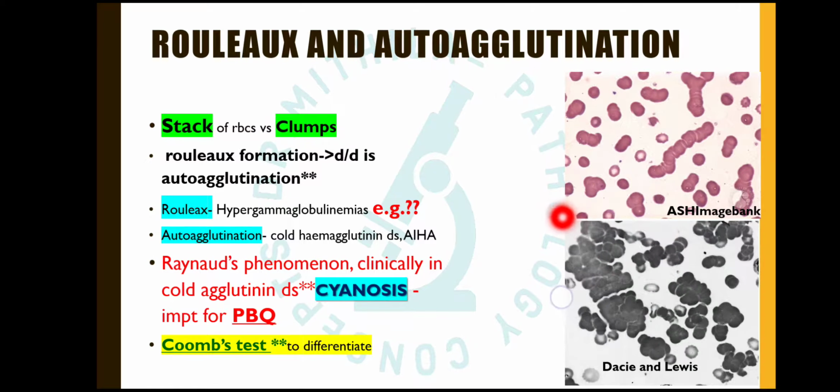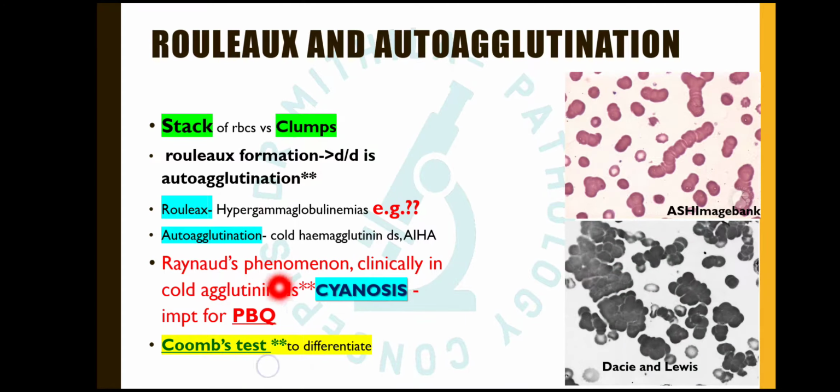So one important differentiating point is the saline agglutination test. What we do is add a drop of saline to the blood, mix it, and make a smear again. With the saline, the rouleaux get removed, while the autoagglutination is not affected by the saline. So this is an important test to differentiate between rouleaux and autoagglutination. With the saline, the rouleaux formation will go off, while autoagglutination will remain because it is due to antibody cross-linking of the RBCs.